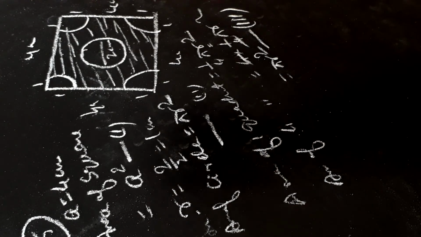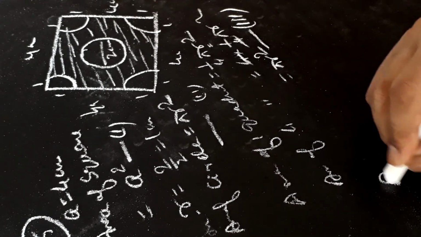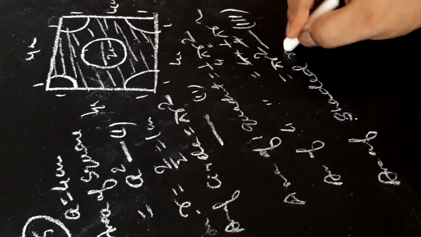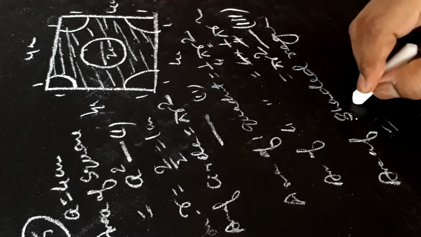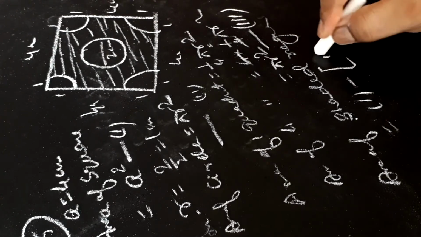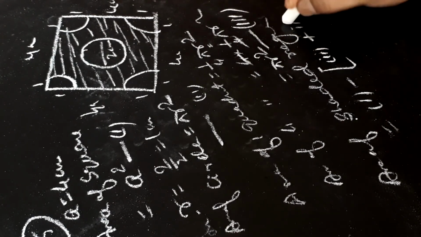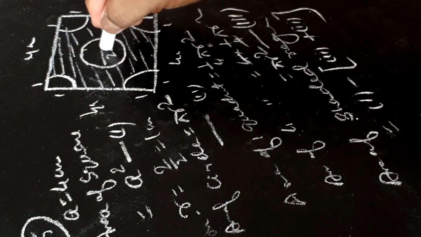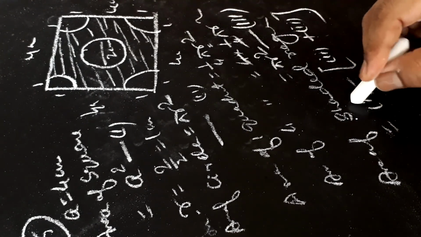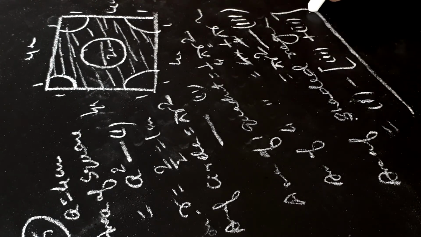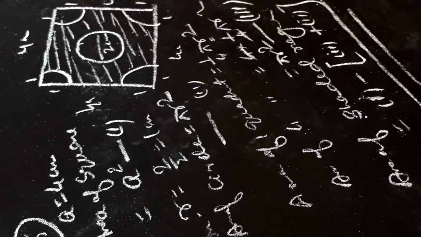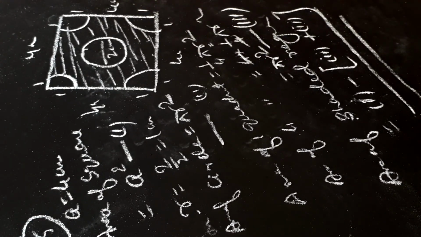Now we have to find the area of the shaded region. Area of shaded region will be 1 minus, meaning area of square minus 2 plus 3, meaning we will add the area of circle and the area of quadrants together and subtract it from equation 1. We will get the area of the shaded region. In this way we can solve these questions 1 to 5.